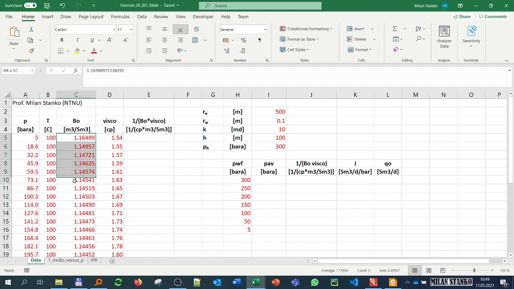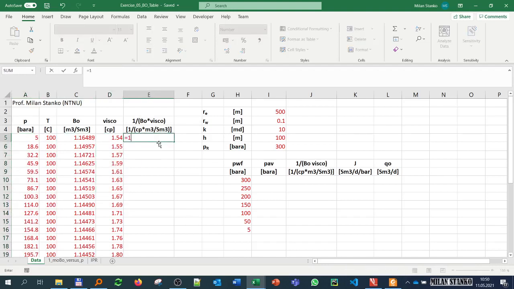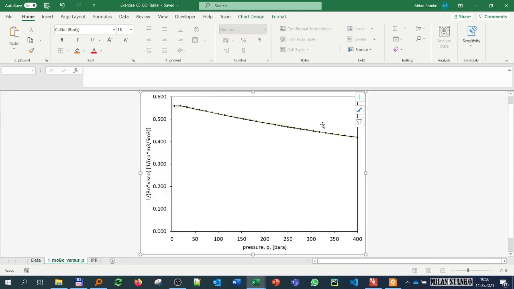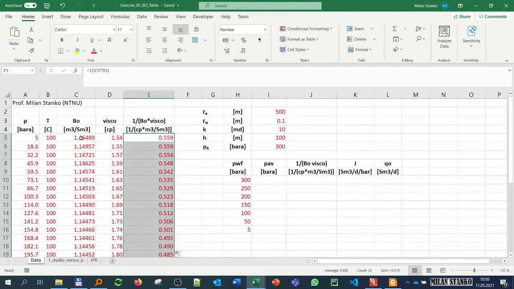And here we have BO, and here we have viscosity, and here we have 1 over the product of both, so 1 over the viscosity times BO. Okay, and I've plotted here, and you see the relationship. This is a trend line which is linear. You see it's not exactly 100% linear, but it's fairly linear. And if you want, you can plot BO and viscosity.